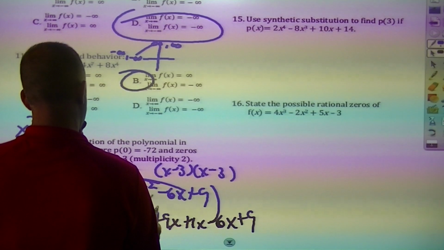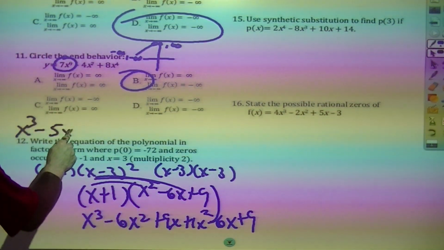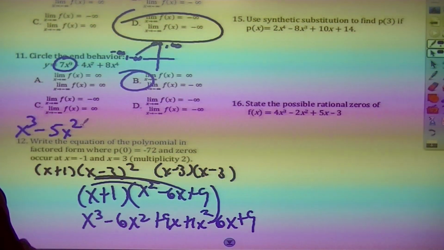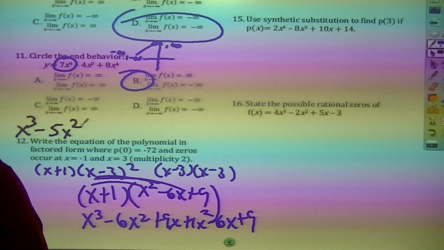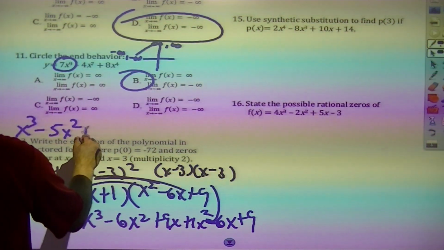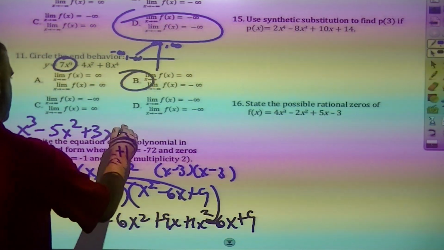I did something wrong here. This should be 1x squared. Okay, so I got negative 5x squared. The 9 and the negative 6, if that's a negative here, 9 and negative 6 would be 3. And then that would just be positive 9.